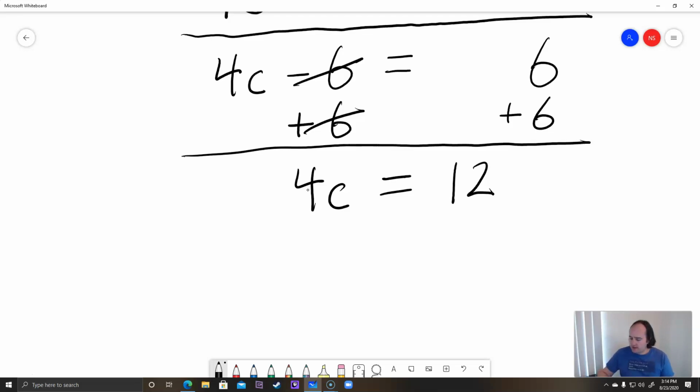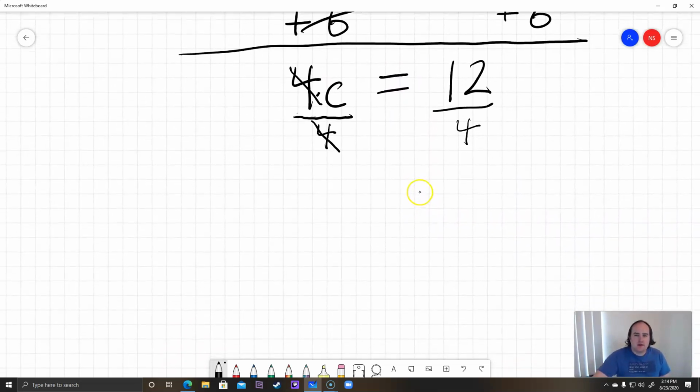Okay, and then keep in mind that 4c means 4 times c. So to get rid of the 4 there, what's the opposite of multiplying by 4? Dividing by 4. So we're going to have to divide both sides by 4 in order to get rid of the 4 on the left side. So we divide both sides by 4, and the 4's cancel out on the left side.